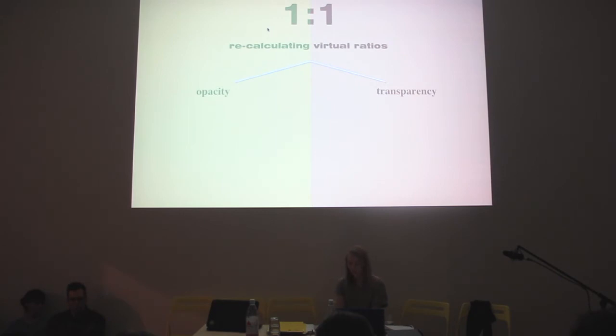A transparent divider establishes a one-to-one ratio between who or what is on either side of the glass, the seer and the seen. This balanced equation implies the supposition of an equal power relationship on either side, yet more often than not, the glass is mirrored.